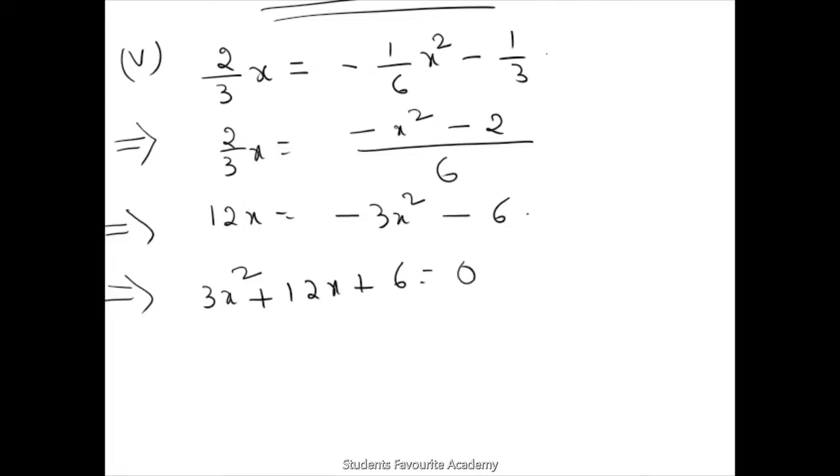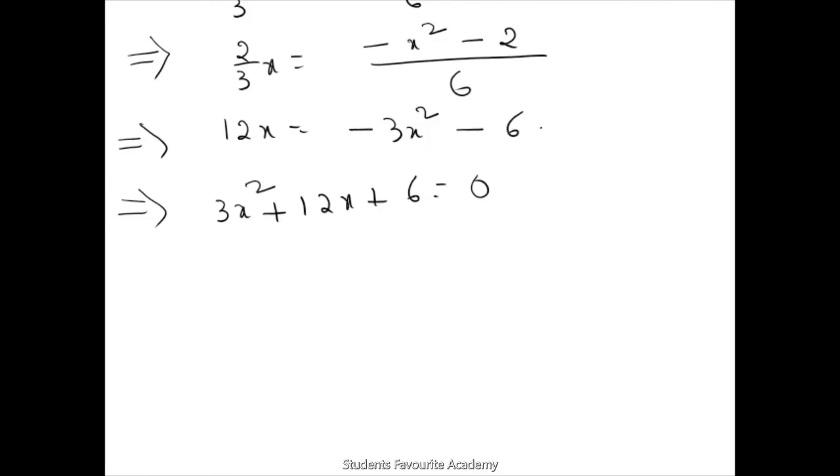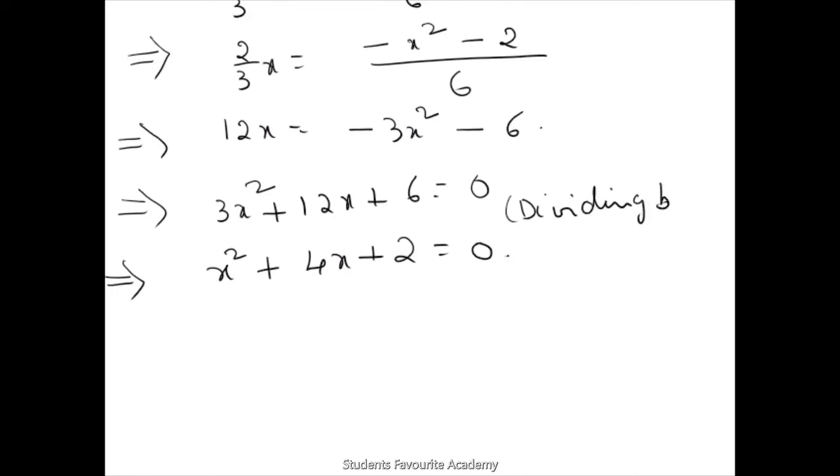Okay. Now throughout you can cancel by 3. Can you see? 3, 12, 6. All are divisible by 3. So it will become x square plus 4x plus 2 is equal to 0. So what did we do here? Dividing by 3 throughout, right? Dividing by 3 throughout, you get this.